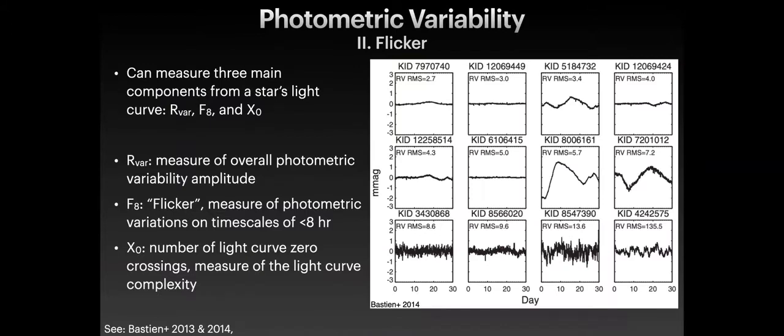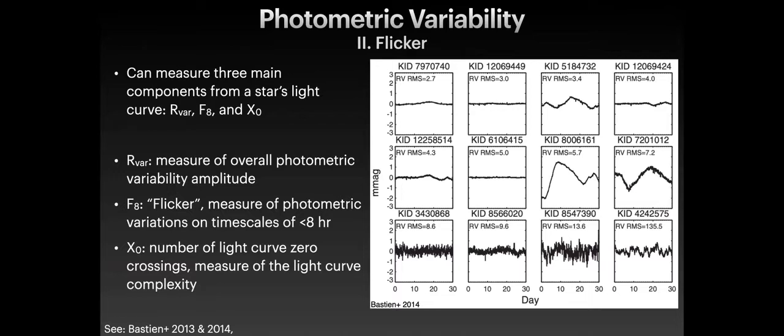Beyond searching just for periodicity, light curves can also be broken down into three main components that describe the star's photometric behavior. There's the range, or RVAR, if we're using the terminology from Fabienne Bastien's work on this in 2013 and 2014. That tells you about the overall photometric variability amplitude. There's the flicker, which tells you about the photometric variations on a time scale of about 8 hours, which is often what we can see in a given night.